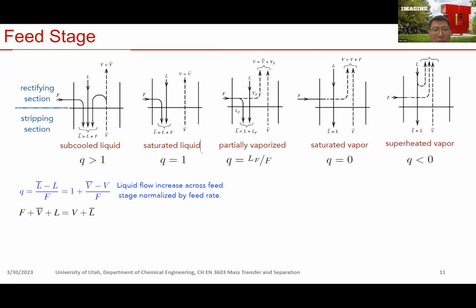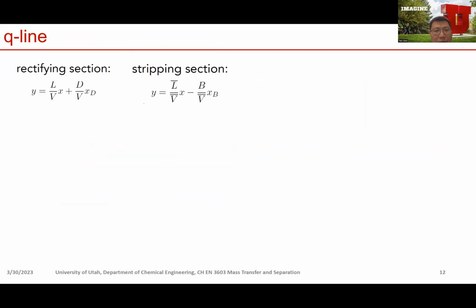It tells us basically, depending on the feed condition, the liquid flow rate will change as it flows across the feed stage. And the Q value tells us how much the liquid flow rate changes, okay? And it's tied to the liquid feed, to the feed composition, the feed condition. Now let's look at the Q line, right?